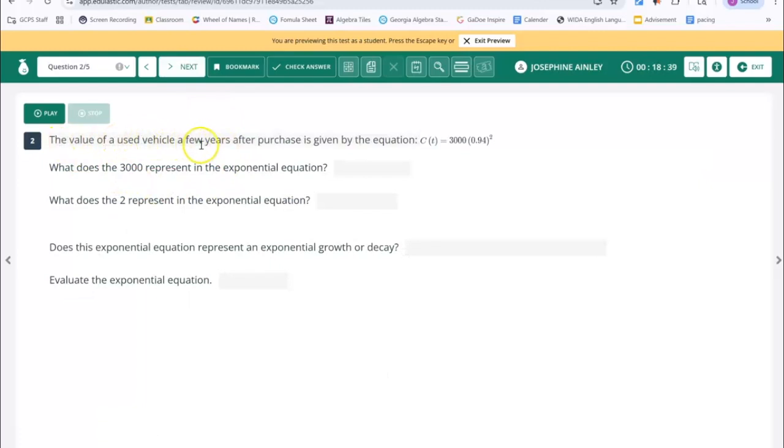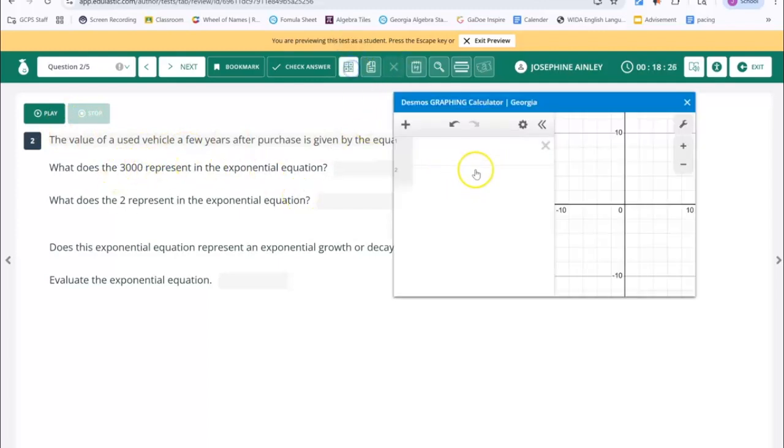The value of a used vehicle a few years after purchase is given by this equation. So I'm given an equation, and this is the value of a used vehicle. Please keep the question in mind; it will change every time. What does 300 represent? Well, let's remember what we talked about.